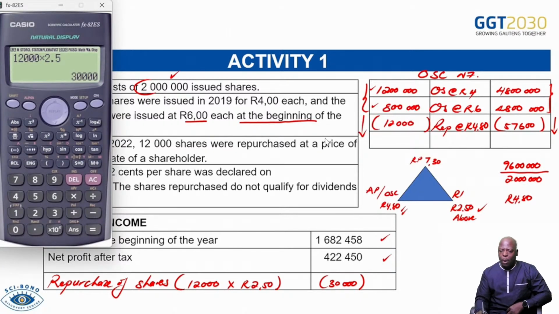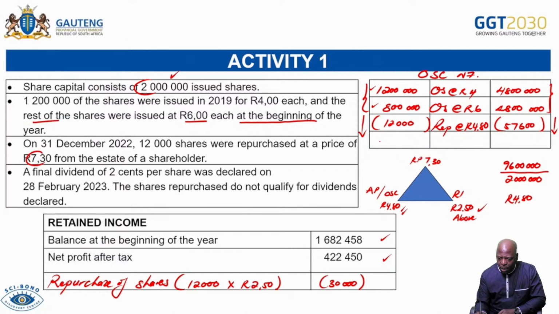So I'm going to say my 1.2 million plus 800, that is 2 million. So 2 million minus 12,000. Let's punch that together. Okay, so 2 million subtract 12,000. That is going to give me 1,988,000. So here I have my 1,988,000. This is ordinary shares at the end.